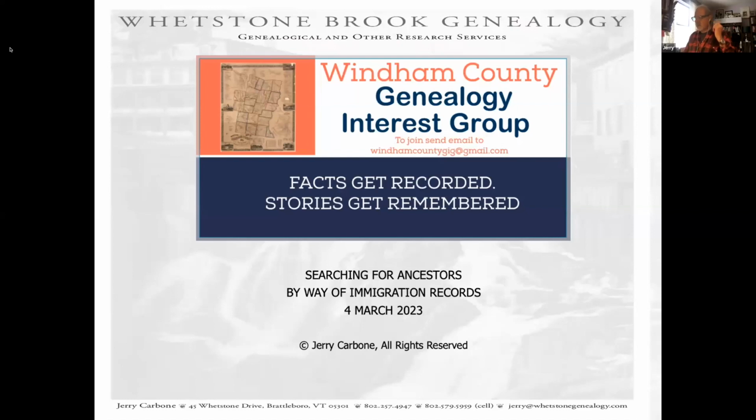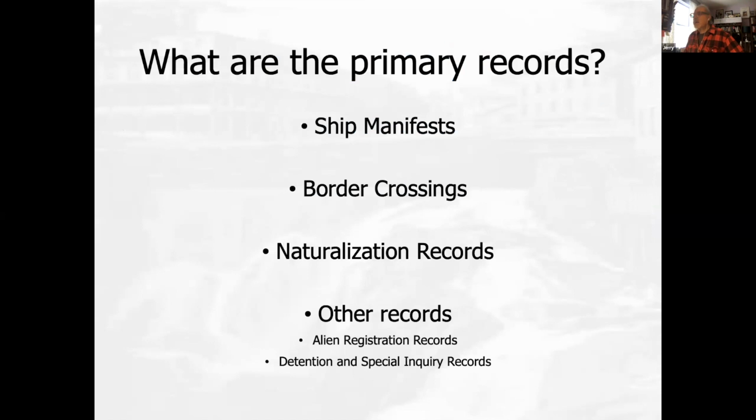Okay, so we're going to start with searching for ancestors by way of immigration records. All right, so what are our primary records for this type of research? Well, as Wayne showed, we have ship manifests. We also have border crossings, those crossings that came over our mutually shared borders from Canada and Mexico. Naturalization records, which is a whole other group of records that can help identify when your ancestors arrived and where they came from. And then some of these other records that do derive from either of these sources.